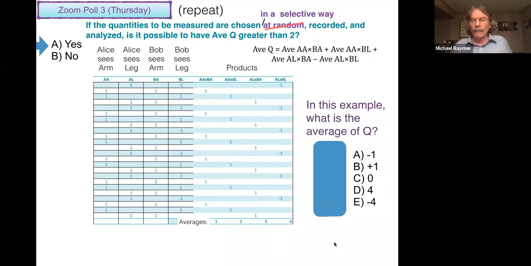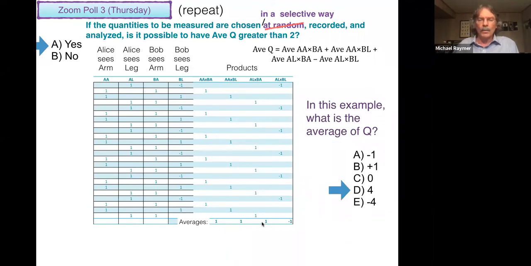Okay, good. So we see the answer is 4 because it's 1 + 1 + 1 - (-1). So that's 4. Well, 4 is obviously greater than 2. So if somebody does some experiment and they get a result of 4, you know that it could not have been determined by fair sampling of Bob's and Alice's choice of measurements. There must have been something else going on.